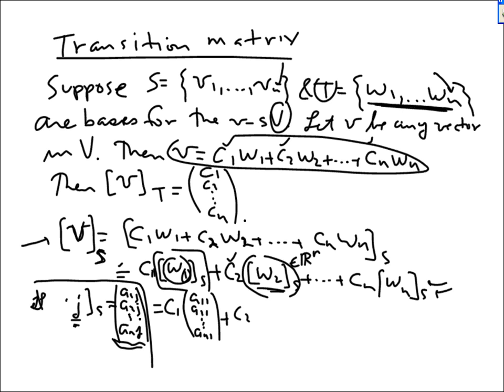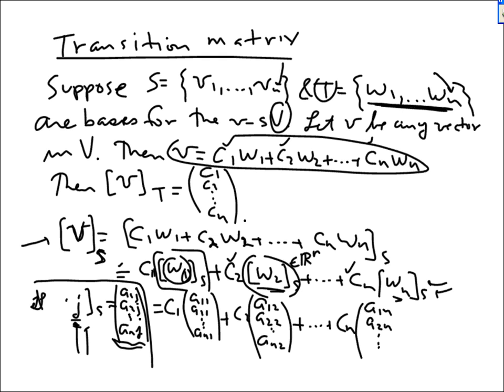So now J is 2. So I get A12, A22 up to A sub N2. All the way down to plus C sub N times Wn sub S. So now J is N. So I get A1N, A2N, all the way down to ANN.